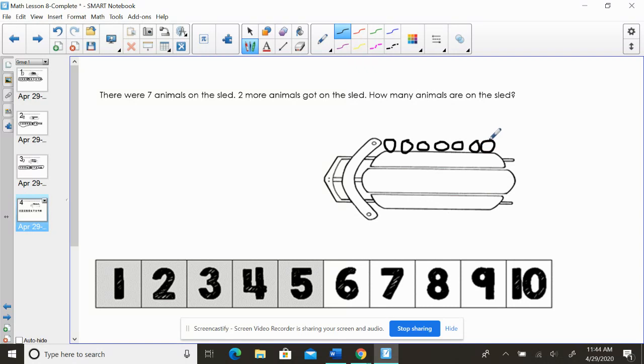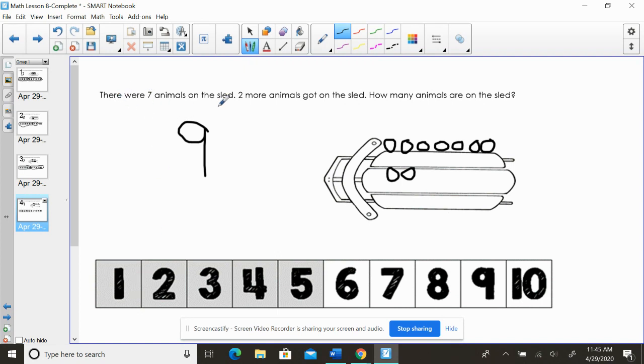2 more animals got on the sled. So Miss Wicks is going to draw 2 more. 1, 2. How many animals are on the sled? 1, 2, 3, 4, 5, 6, 7, 8, 9. There are 9 animals on the sled. All right, now Miss Wicks is going to use the number path.